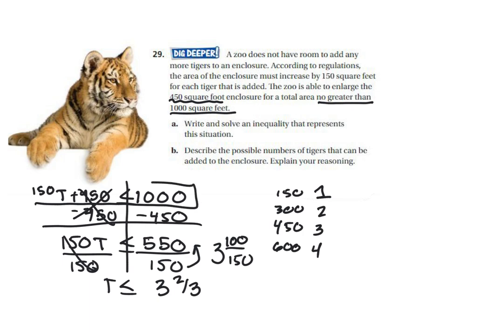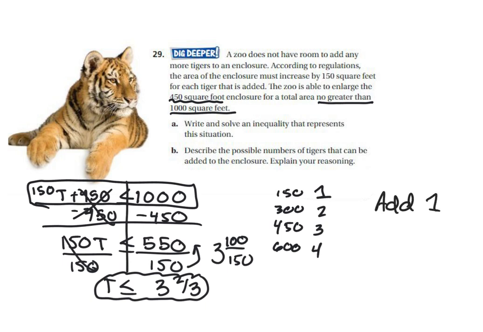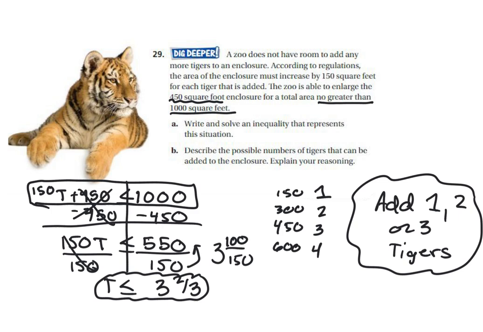So here is our expression. That's A. Just to summarize, there's your expression. Here's your solution for A. Tigers has to be less than or equal to 3 and 2/3. And then B, describe the possible numbers of tigers that can be added. Explain your reasoning. You could add 1, 2, or 3 tigers. You can't add 3 and 2/3 tigers because there's no such thing as 2/3 of a tiger. And obviously you couldn't add 4 tigers because you don't have enough room.